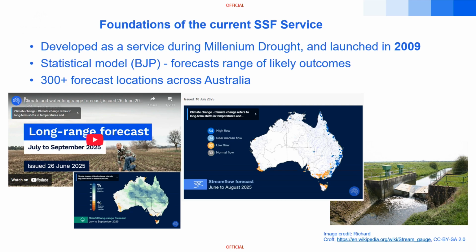Moving on to the SSF project. The foundations of the current SSF service were developed during the Millennium Drought and launched in 2009. We use a statistical model, BJP, or Bayesian joint probability distribution, which forecasts a range of likely outcomes. There are 300 plus forecast locations across Australia, and the BJP is based on a long-term stored data record using other inputs.